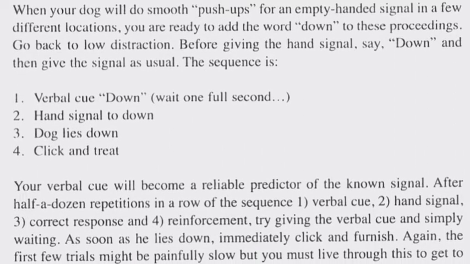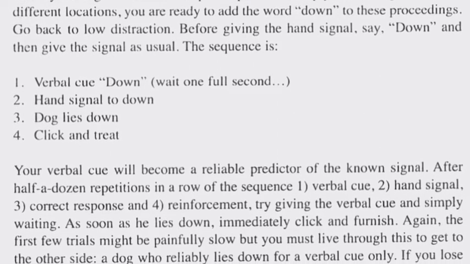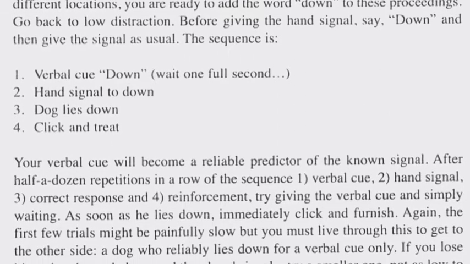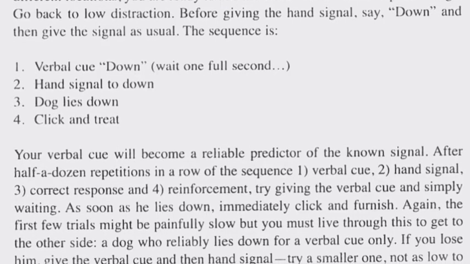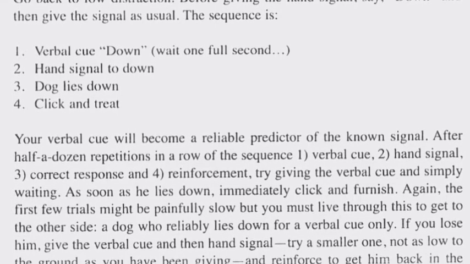After half a dozen repetitions in a row of the sequence, 1. Verbal cue, 2. Hand signal, 3. Correct response, and 4. Reinforcement, try giving the verbal cue and simply waiting. As soon as he lies down, immediately click and furnish.